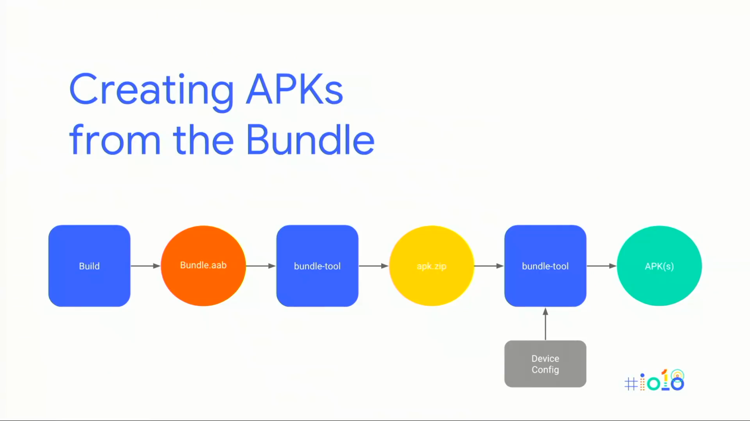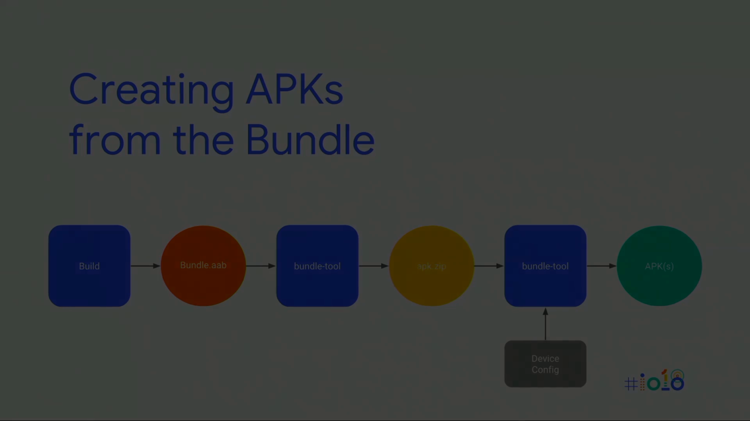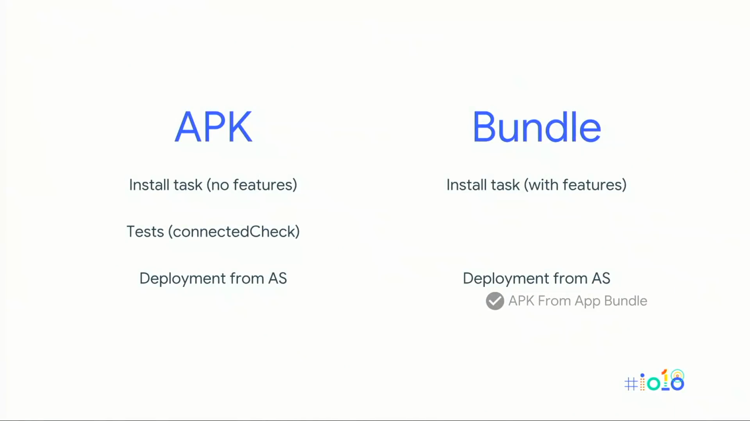We first build a bundle, then we use a tool called Bundle Tool, which is also available as a command line tool, to create a zip of all the possible APKs. And then based on the device configuration, we can go and create those APKs. In general, we don't really necessarily want you to create that manually using a Gradle task. However, a lot of Studio and Gradle itself can use that flow when you need it.